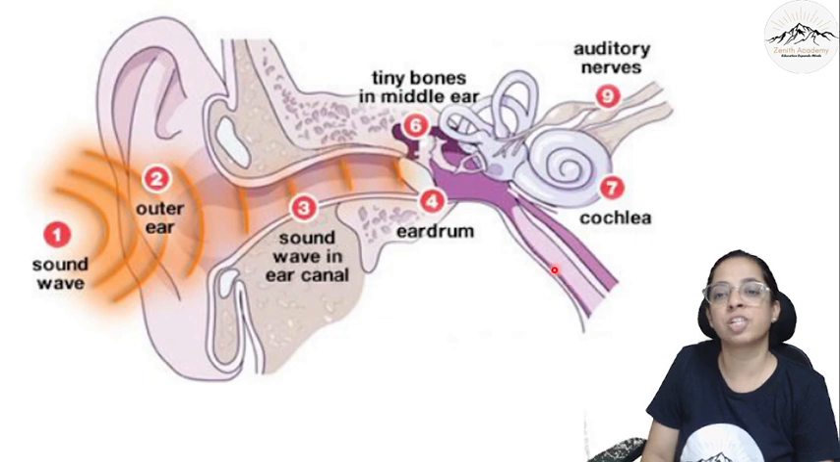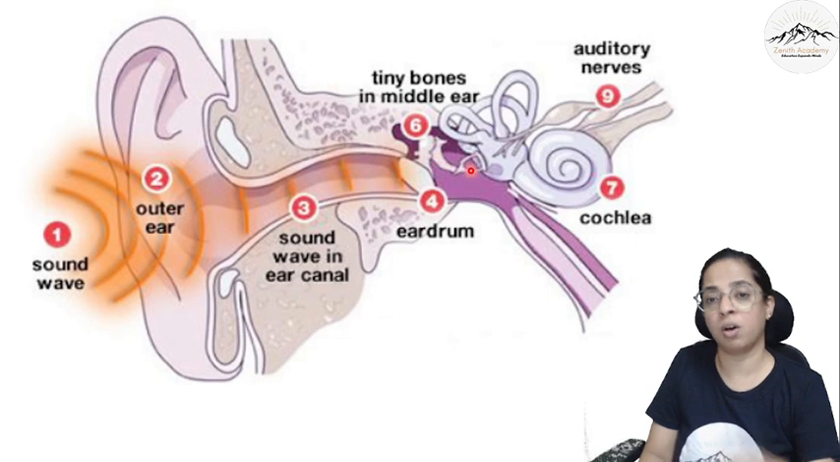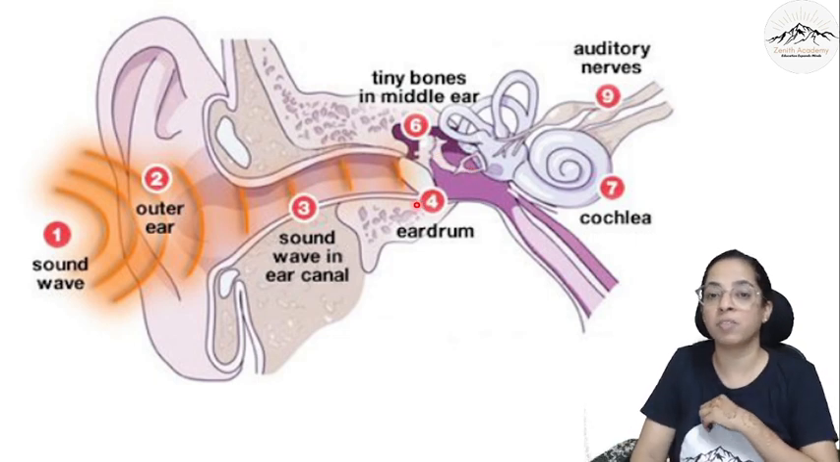Now this eustachian tube, this is the eustachian tube. The eustachian tube helps in maintaining the air pressure on both sides of the eardrum. Now these vibrations set the eardrum into motion. Now these three ossicles also start vibrating because of the vibration of the eardrum.